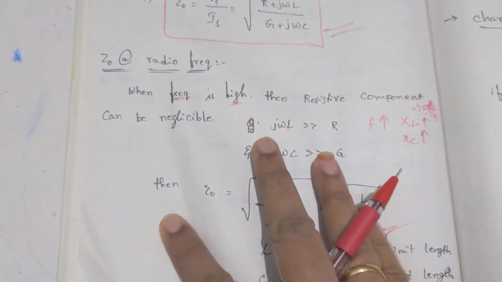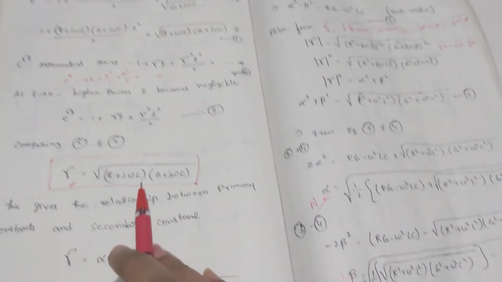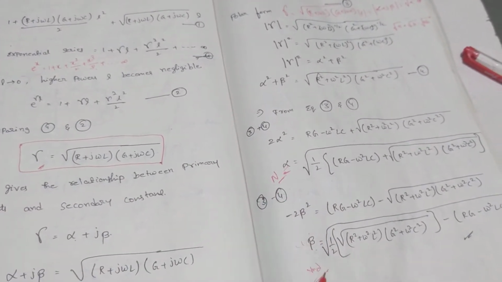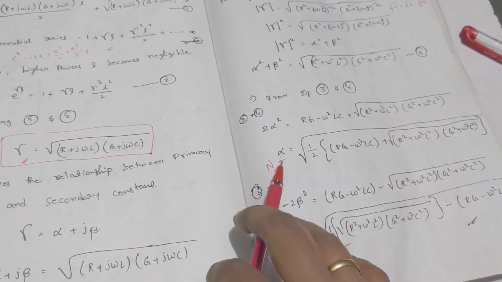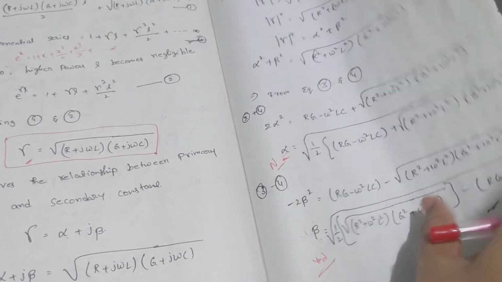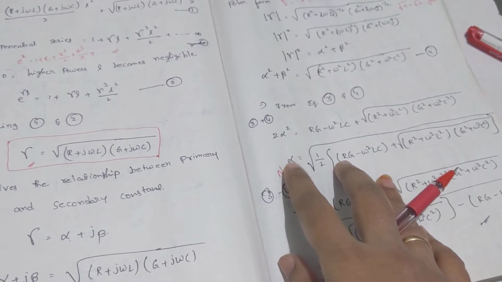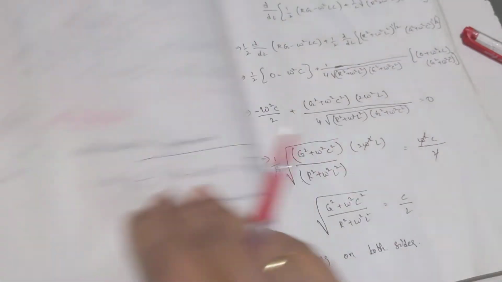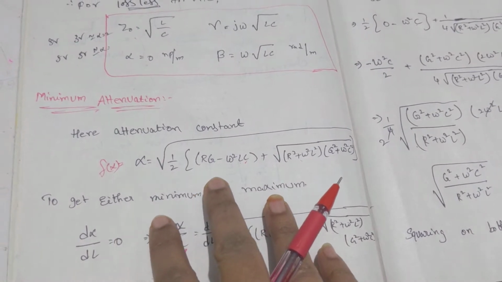So already in our previous videos, we came across the derivation of attenuation constant and phase constant. From the propagation constant, we find out the attenuation constant and phase constant. From this attenuation constant, we are supposed to find out what will be the minimum attenuation. I'm just taking the formula of attenuation from here. From the attenuation constant, I am supposed to find out the minimum value.